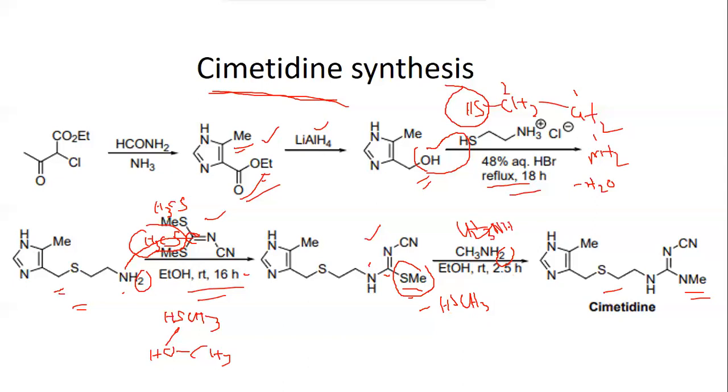CH3NH will be attached to this carbon. So you get this carbon attached with N-methyl. This CH3NH means N-methyl, this is NCH3, attached to this carbon. So actually one hydrogen will be here. So this is your cimetidine synthesis.